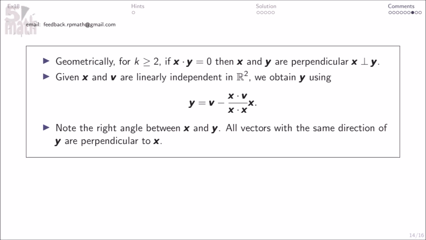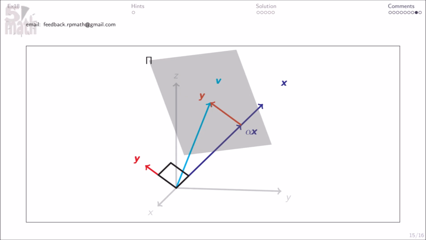Geometrically, for k greater than or equal to 2, if x dot y equals 0, then x and y are perpendicular, x perp y. Given x and v are linearly independent in R2, we obtain y using y equals v minus (x dot v over x dot x) x. Note the right angle between x and y. All vectors with the same direction of y are perpendicular to x. Here's a picture.